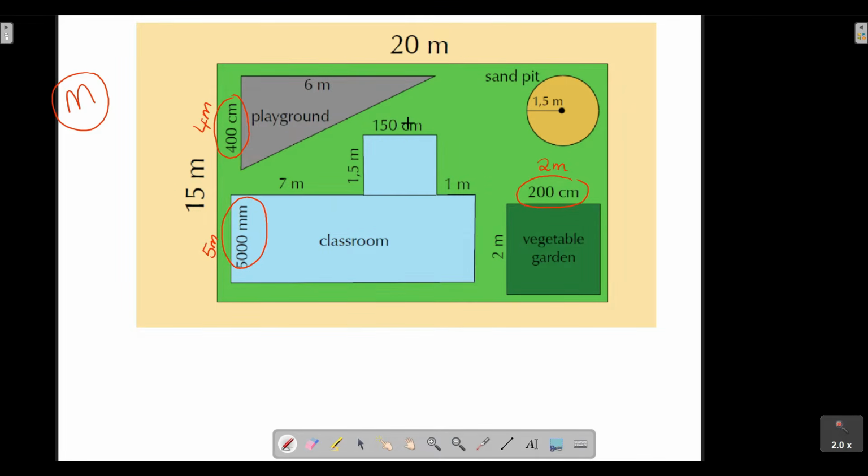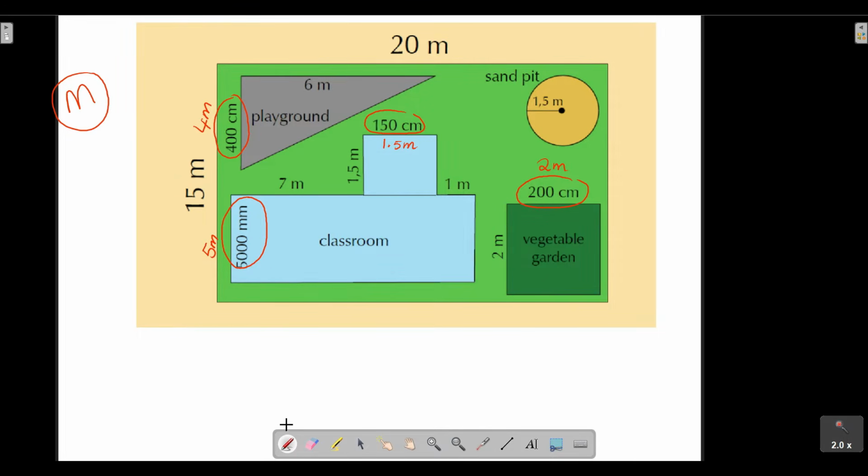Let us convert the 150 centimeters. 150 divided by 100 is equal to 1.5 meters. So we've converted all these dimensions into meters, and from here we are more than ready to calculate the perimeters of the given shapes.